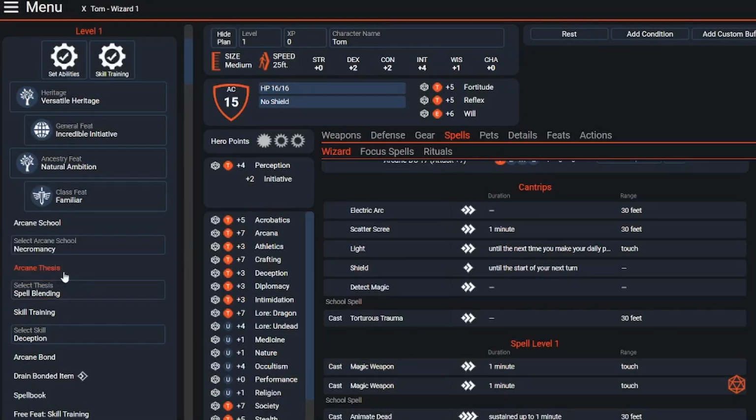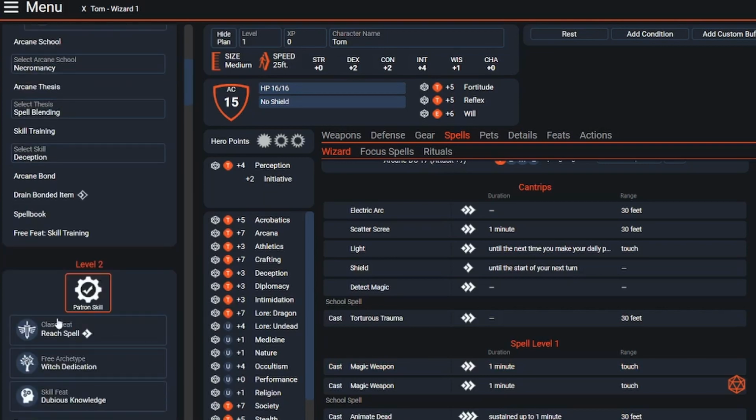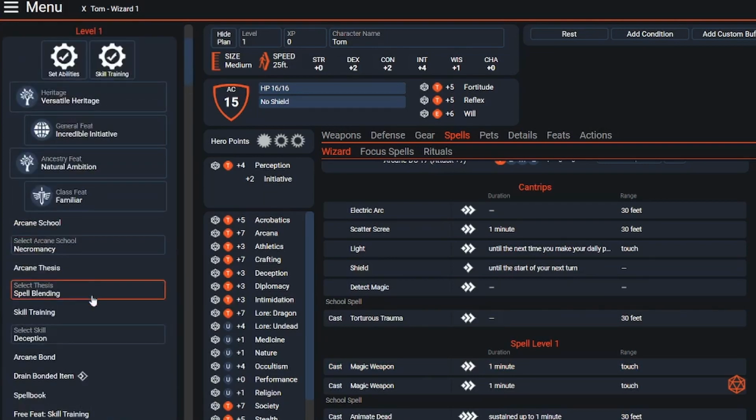And we could have a useful thesis and not spell blending, and we could have a metamagic feat, like Reach Spell, so that we are able to cast this Magic Weapon from a range, so we can stay behind our party for every single combat, because I wouldn't expect more than 4 combat encounters in your average adventuring day, especially at this low level.